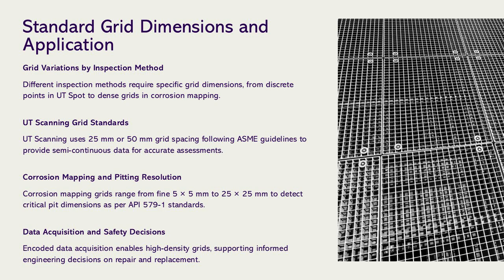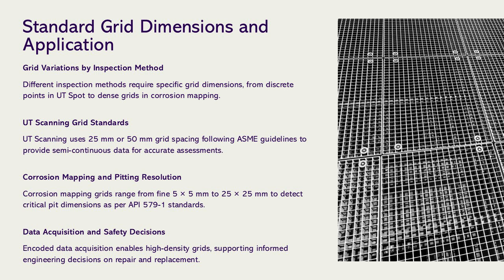Standard grid dimensions vary by inspection method. UT spot has no grid, as it relies on discrete point measurements at CML locations defined in API 570. UT scanning commonly uses 25 mm or 50 mm grid spacing, aligning with ASME Section 5 Article 4 recommendations for typical probe sizes and the need for semi-continuous data. Corrosion mapping grids range from 5 x 5 mm to 25 x 25 mm.